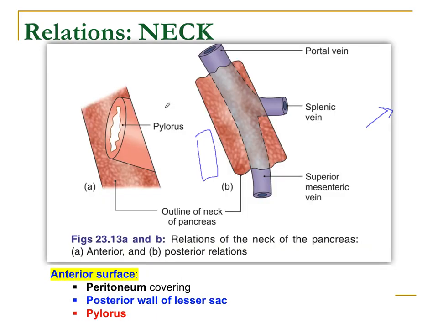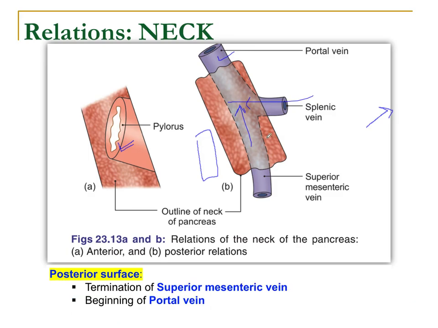And if you see the relations present in the anterior surface, you will mainly find the pylorus, and they are covered by the peritoneum of the posterior peritoneum as well as the lesser sac. Both are peritoneum. And in the posterior relation, you will find the portal vein here, and the splenic vein and superior mesenteric vein are draining into the portal vein. So you will find these relations behind, in the posterior surface.